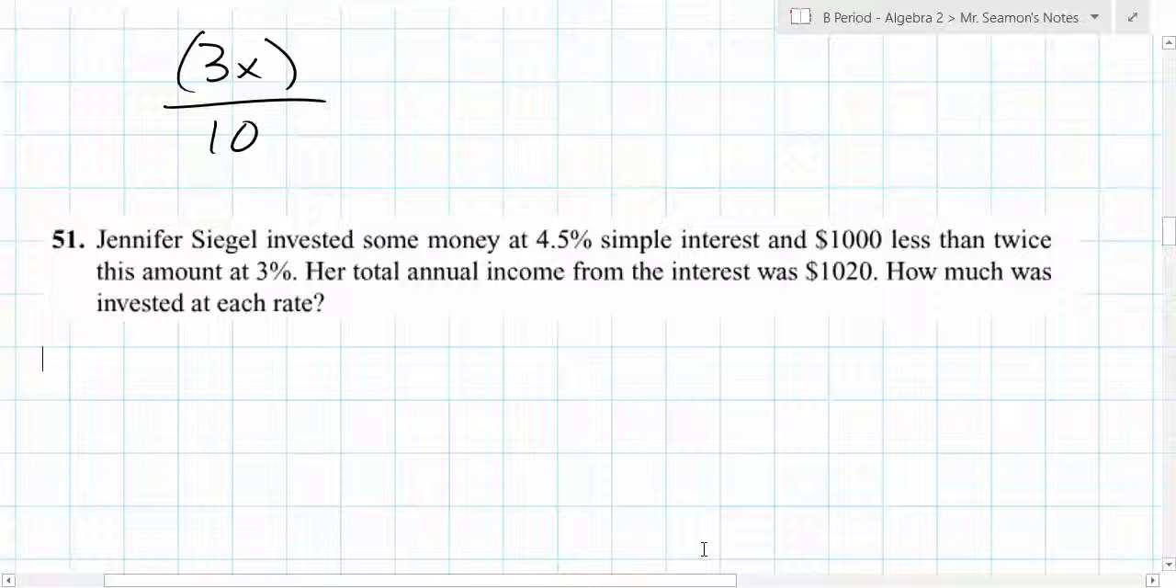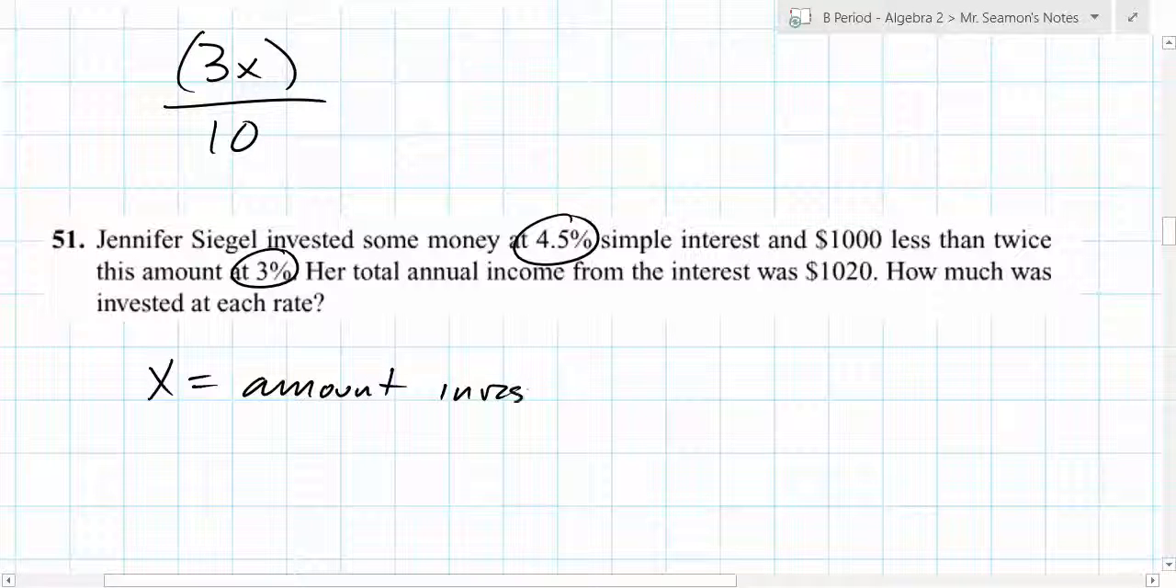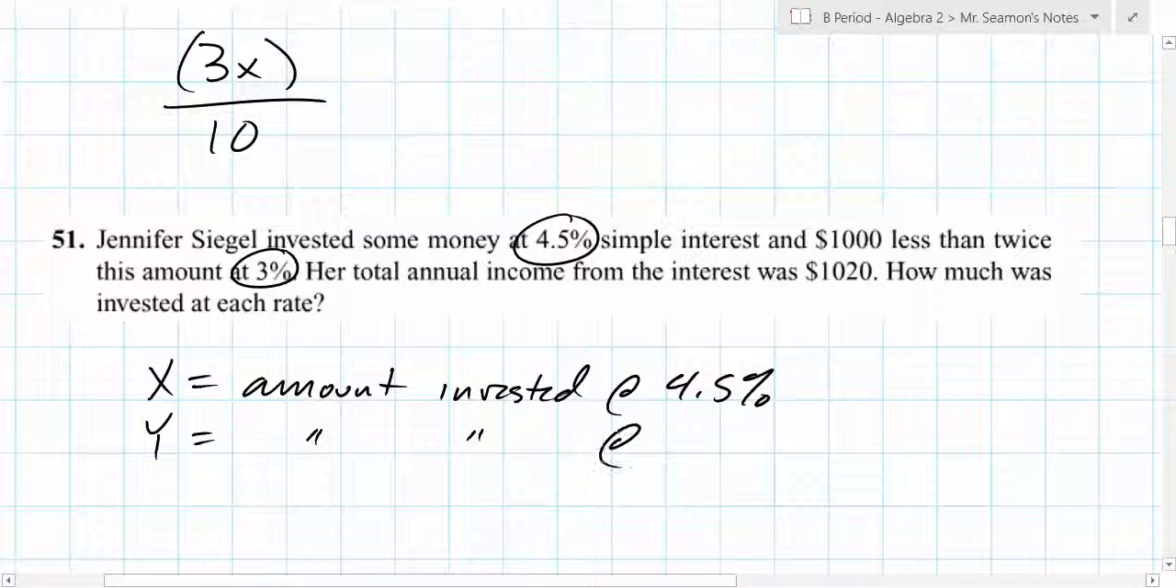How many different accounts are there? 2. There's 2 accounts. So what's one of the accounts? 3%. And the other one's at 4.5%, right? So how many variables do we need? 2. So let's say X is amount invested at which rate? 4.5%. And what's Y going to be? Same. Amount invested at what?